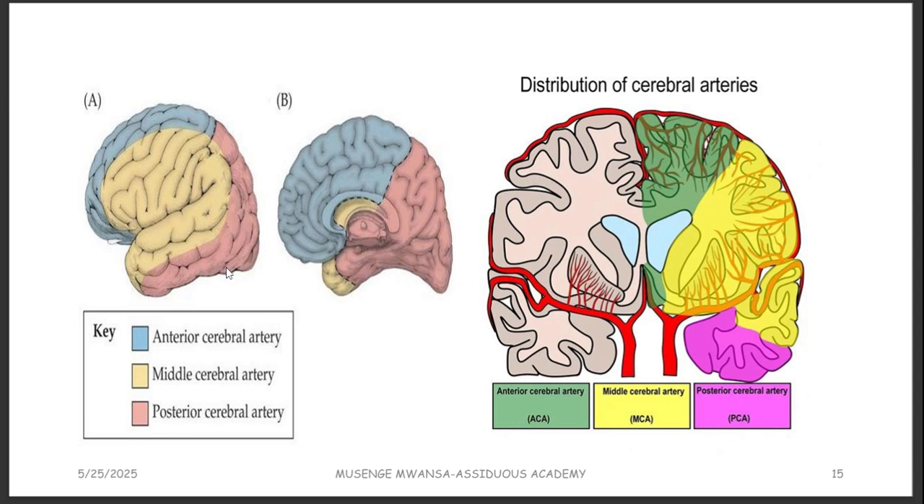You can see the posterior cerebral artery supplying the occipital lobe of the brain. The occipital lobe is important in vision. That tells you that if there is an injury to the posterior cerebral artery, or if there's an occlusion, or there's an emboli that has formed and then it occludes the posterior cerebral artery, you can't see, okay, because the posterior cerebral artery supplies the occipital lobe, which is responsible for vision.